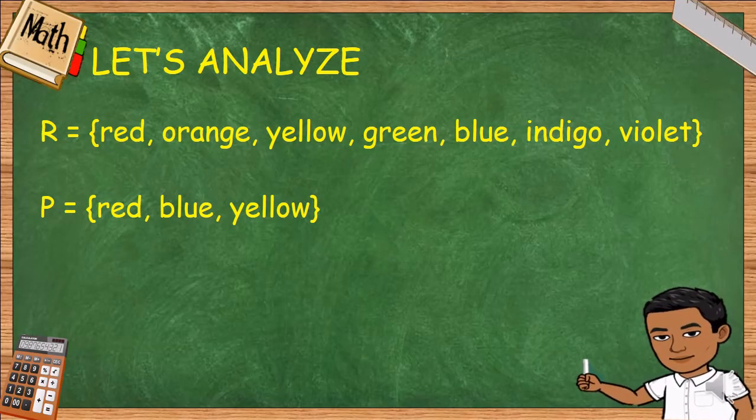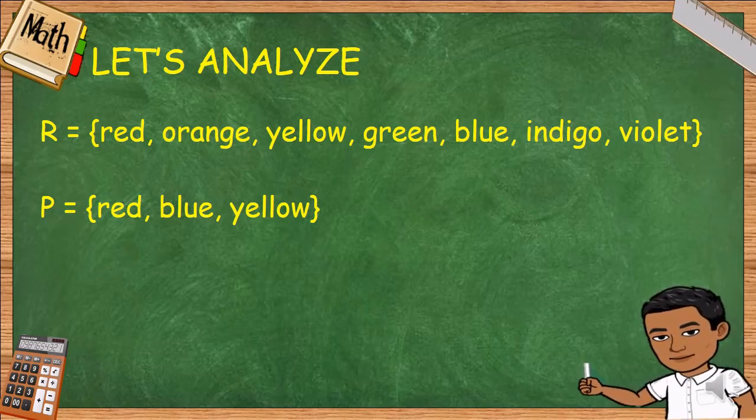Let's analyze these two given sets. So we have set R, the set of colors of the rainbow, and another set P, the primary colors. As you notice, the elements of set P are also the elements of set R. So we can safely say that set P is a part of set R. These two illustrations or examples clearly state the concept of subset. So what is a subset?